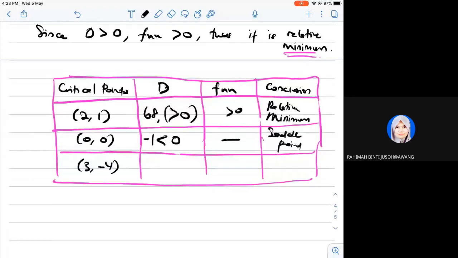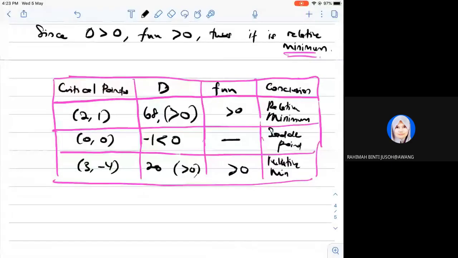Kalau yang ni pula, misal kata you dapat 20 lah. So ini pun greater than 0. So again you kena refer FXX. Of course lah dia mestilah FXX yang sama kan. So greater than 0, you akan dapat relative minimum lagi. Macam tu lah dalam final exam nanti. So make sure you dapatkan nilai critical points yang betul.